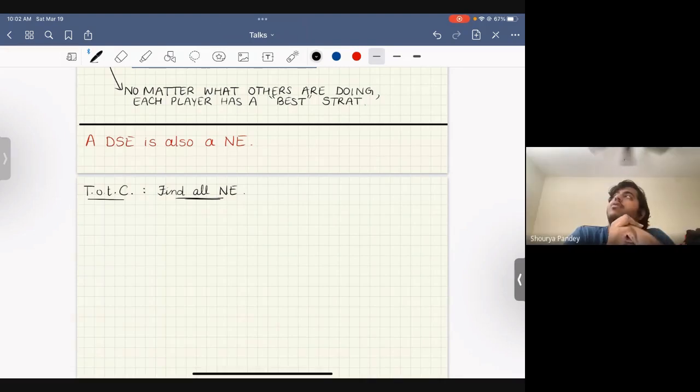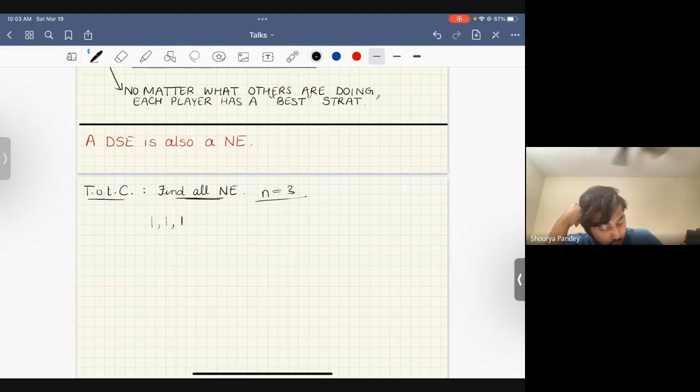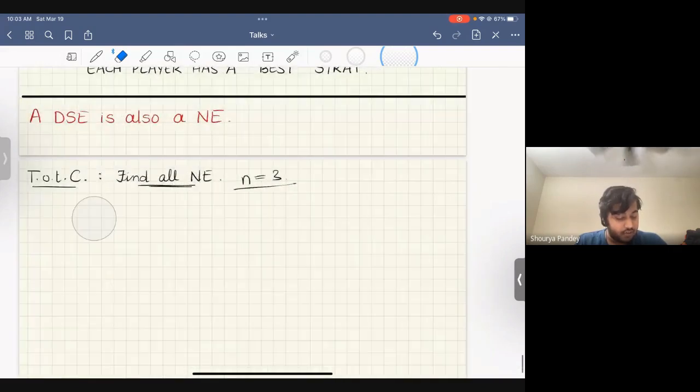I don't think so, because what about this? Let's actually fix n to be 3. What about this strategy, each xi to be 1? Is this a Nash equilibrium? Yes, it is a Nash equilibrium, right?